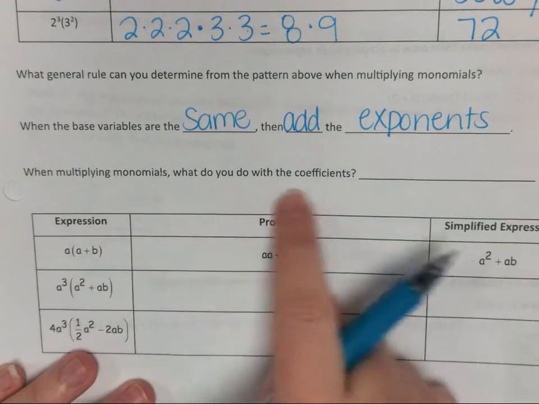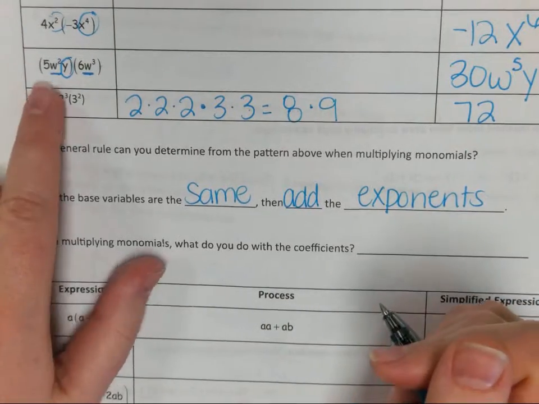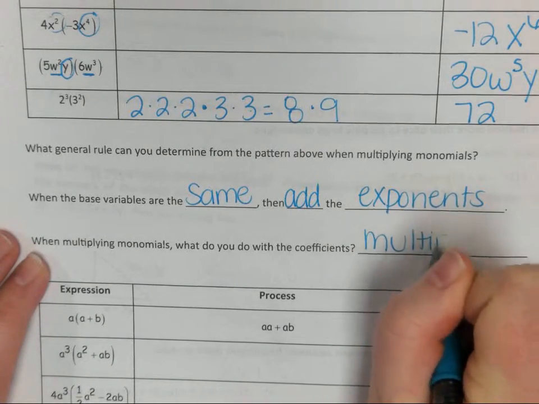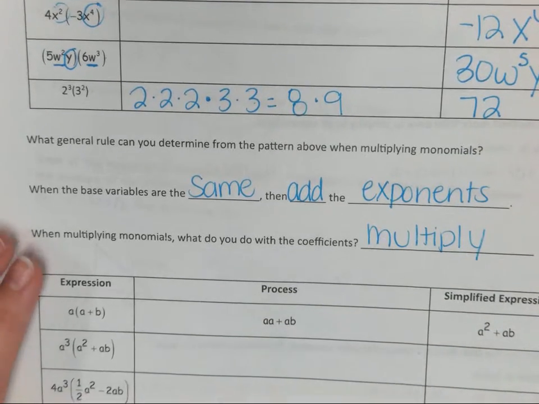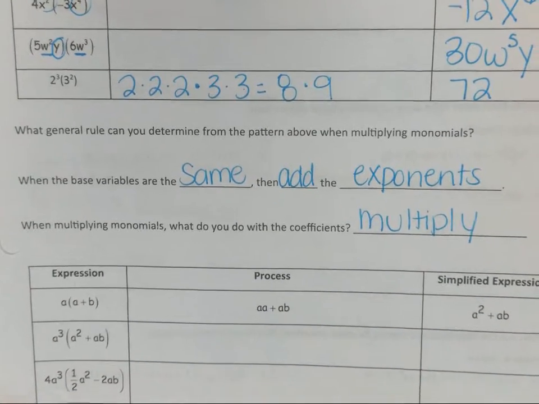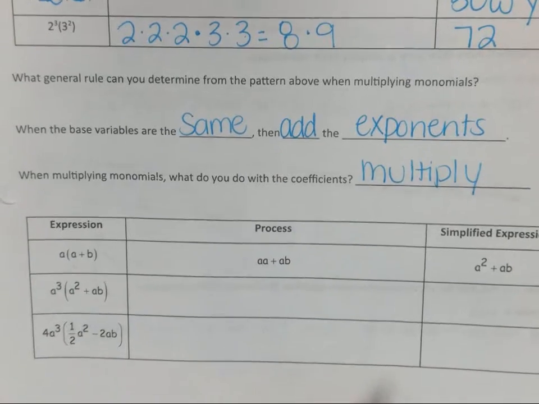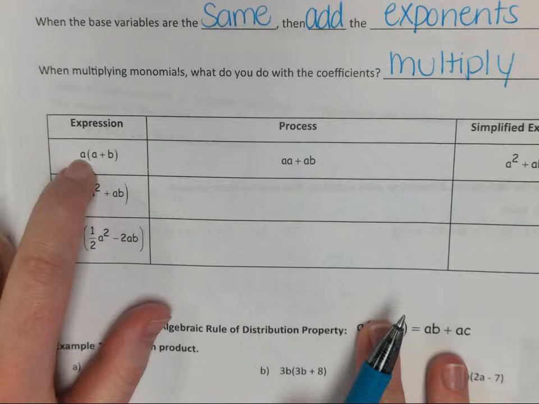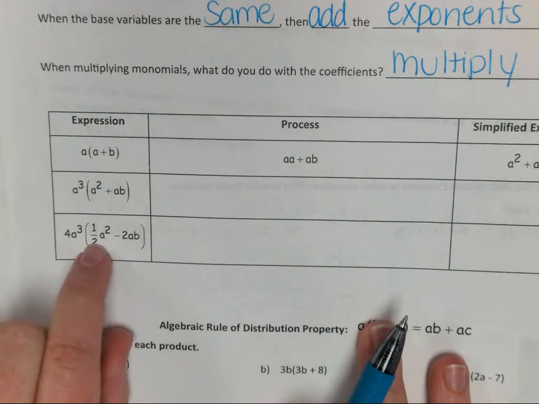When multiplying monomials, what did we do with the coefficients? We multiplied. Our coefficients 5 and 6 here, we multiplied. So you multiply the coefficients, add the exponents of same bases or like bases. Okay, so we're just going to apply that to a monomial multiplying a polynomial. So we're going to start with monomials and binomials. So see, there's 1 outside, 2 in the parentheses.